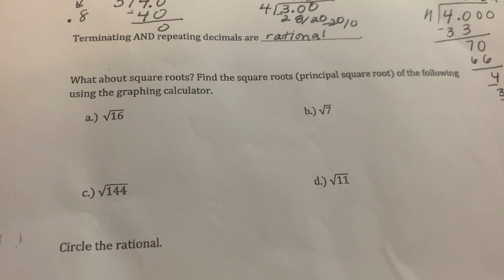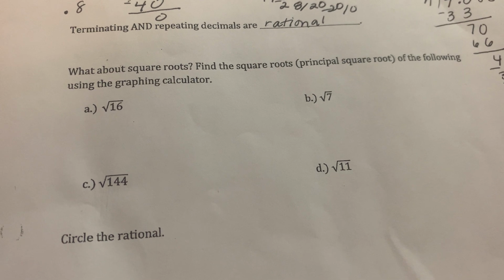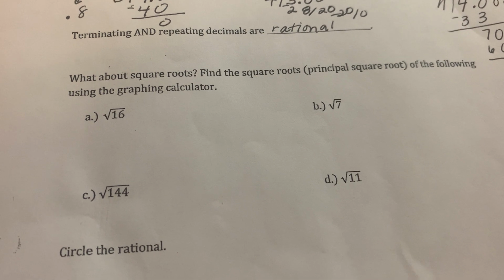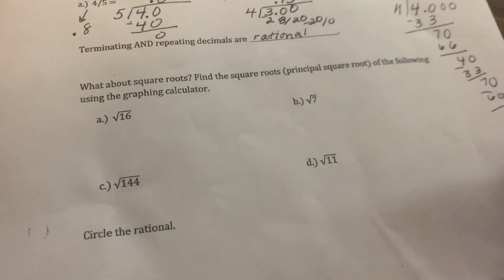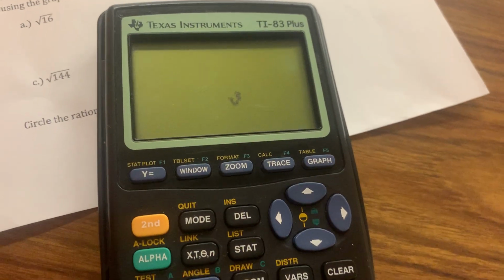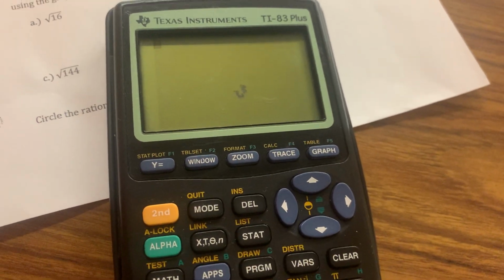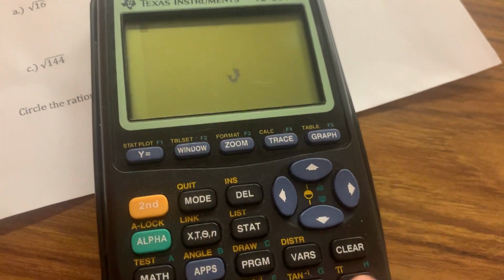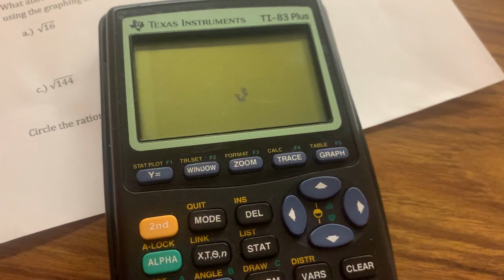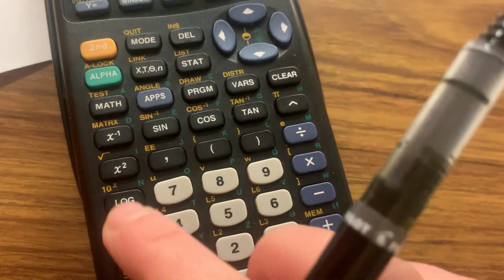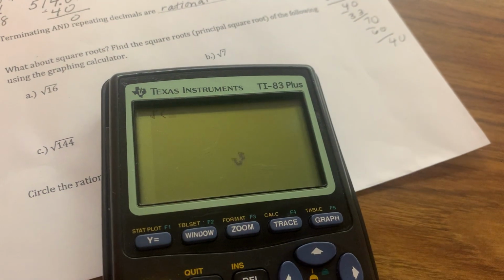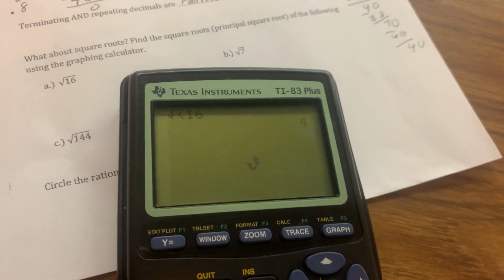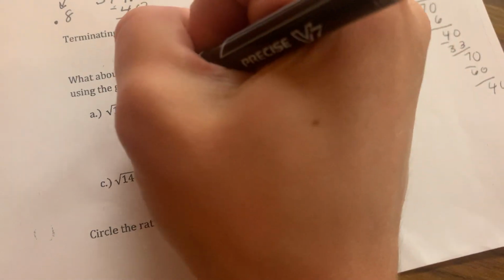What about square roots? It says find the square root or the principal square root, which is just the positive square root of the following using the graphing calculator. So you can turn on your graphing calculator. If you have a scientific one, that's fine too. This one's a little bit older model. You'll probably be using a newer one, but you hit second, and then you go to the square root button, and I want the square root of 16. And that's 4, yeah, because 4 times 4 is 16.